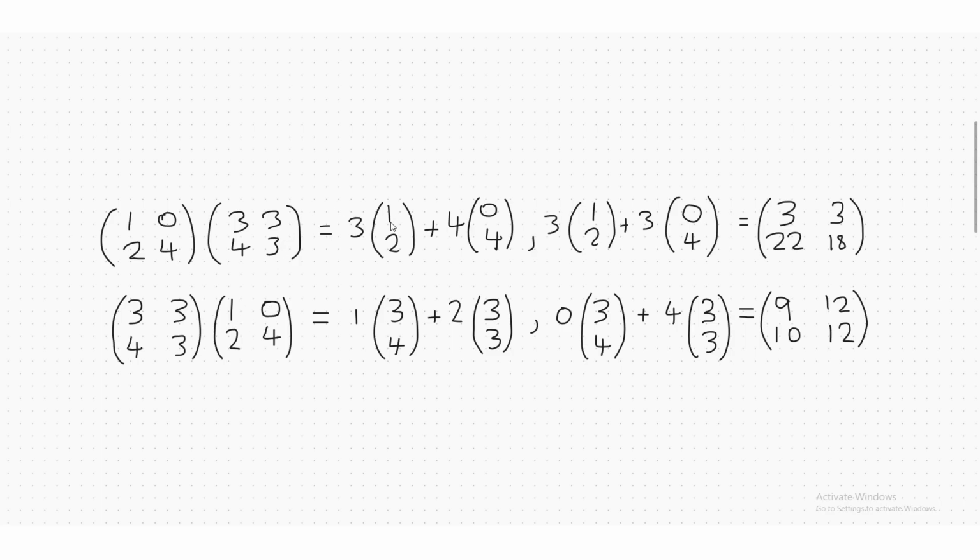Now as you can see, each of these calculations is calculating each column of this matrix. So for example, for this first column, we do 3 lots of 1, 2, plus 4 lots of 0, 4, and that gets that first column. We find that our matrix result for the top row is completely different from our result for the bottom row. So really make sure if you ever do a question or a problem like this, you do the right matrix first.